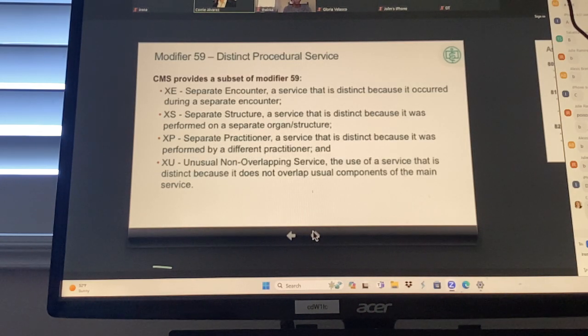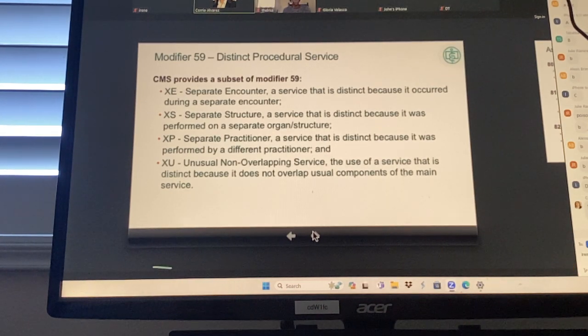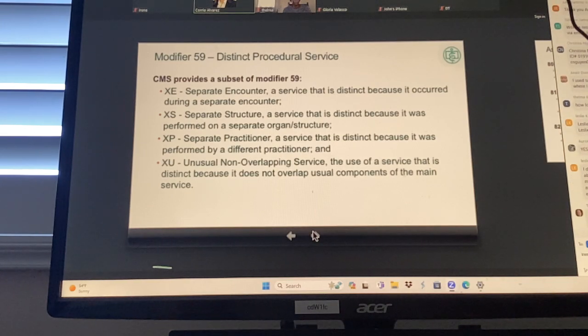CMS provides a subset of modifiers to distinguish the certain circumstances for the 59. So a separate encounter, a separate structure, organ system, separate doctor, or an unusual situation. So I love these more than the 59. The 59 could be left to interpretation.